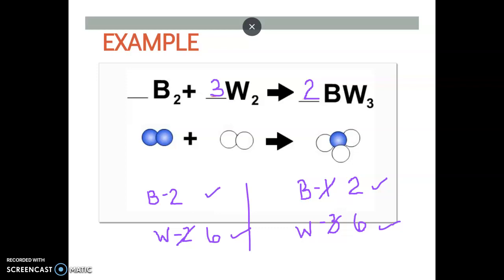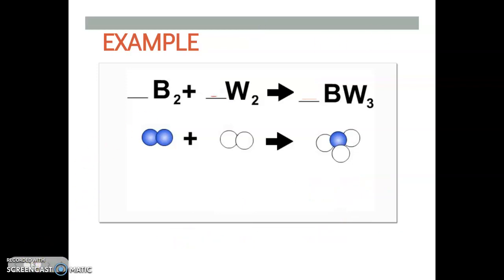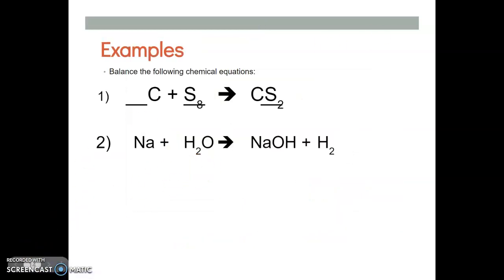So now let's do another example. I'm going to try to do this one kind of quickly because we are running out of time. So I have C plus S8, so carbon plus sulfur-8 will yield CS2. Same thing, I'm going to make my inventory list. So I'll have C and S in my reactants, and then I have C and S in my products.